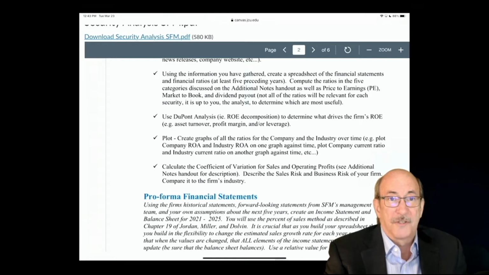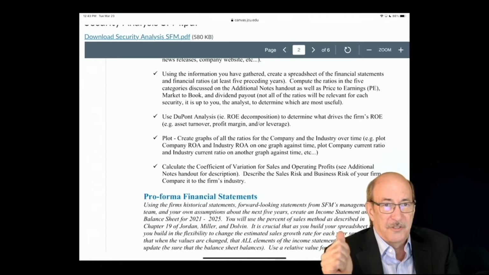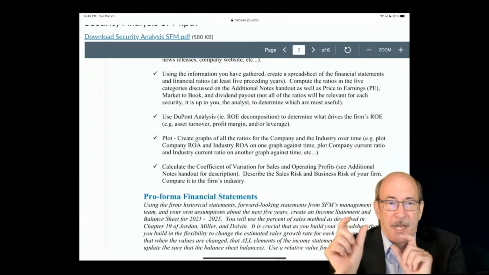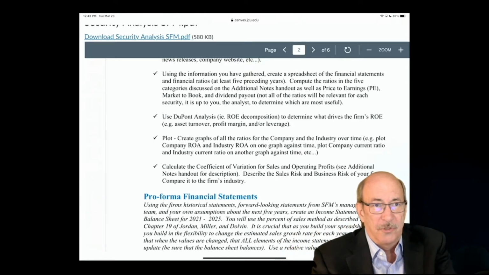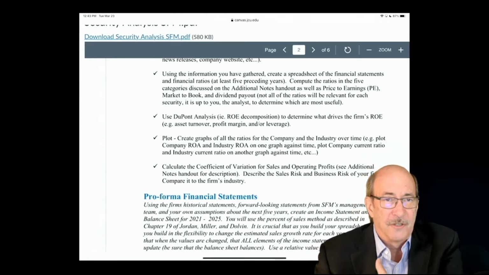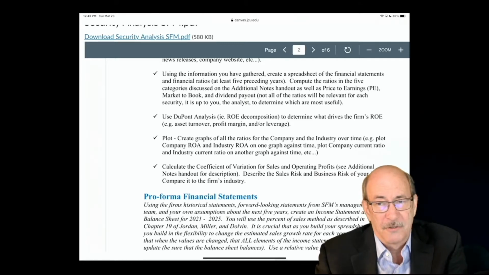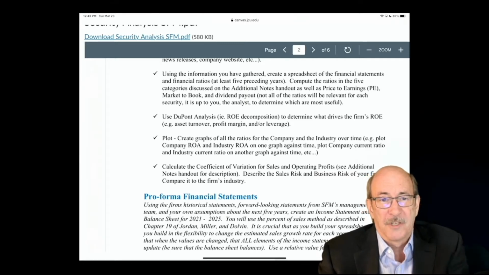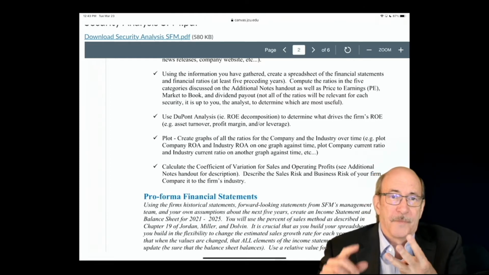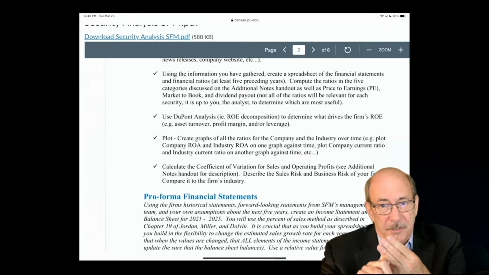You'll also want to do the DuPont analysis. And again, that's in that additional notes handout as to the breakdown. But essentially what we're doing there is we're taking the ROE and we are breaking it up into 3 component ratios. If you want to go further than that, there are various versions of the DuPont analysis where it breaks it up into 4 or 5 ratios. But again, for these purposes, the 3 should be sufficient. And the 3 are efficiency, profitability, and leverage.